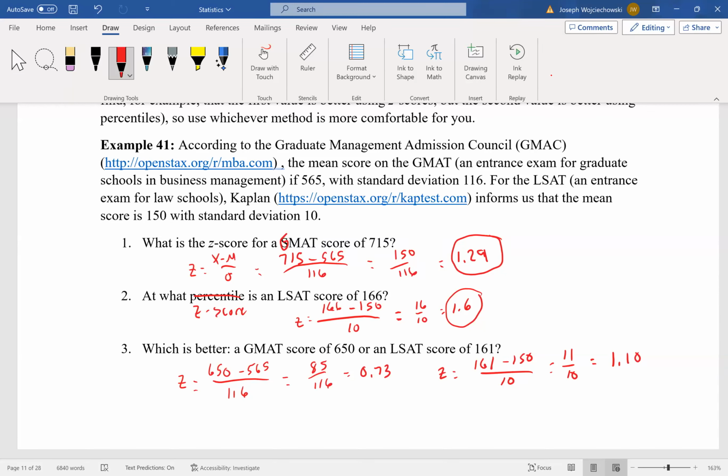So which is better, being 0.73 standard deviations above the mean or being 1.10? It would be the 1.10. That's further above the mean. So this would be the better score in relation.